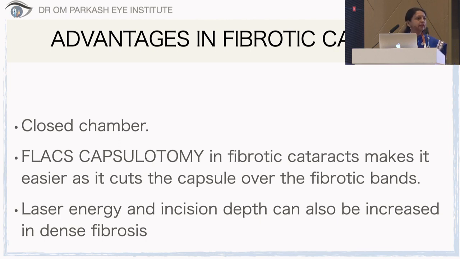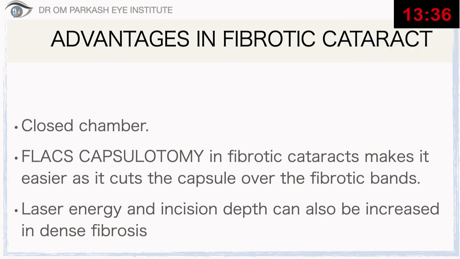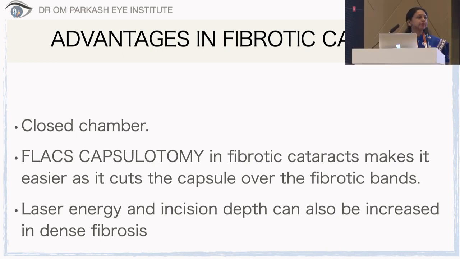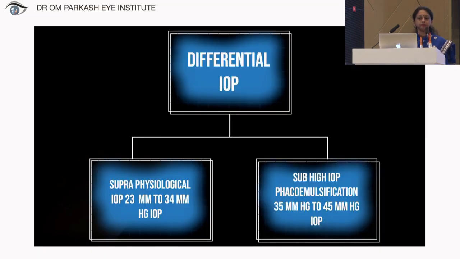Because if we start a manual rhexis, initiation of the rhexis is very difficult and at times it tends to run to the periphery. Also, we need to give multiple cuts with scissors and the rhexis is not complete, so then it becomes very difficult to do a phacoemulsification. With the use of FLAX, the laser energy and the incision depth can also be increased in dense fibrosis.